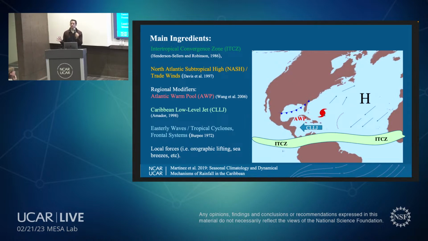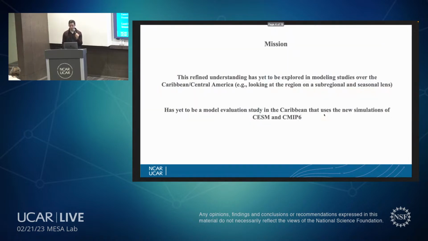And I was able to find that the two main features, the ITCZ and NASH, are the main contributors for moisture across the basin. And then you have some modifiers and then some transient activity that have a marginal impact in the region. So from this refined understanding, with more information, you can look at that previous paper to see how that plays throughout the seasons of the rainfall cycle.